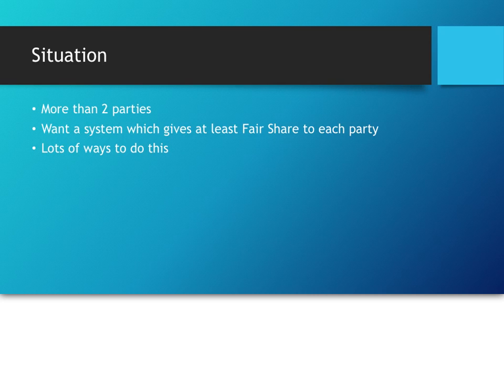So here's what we're going to do. We're going to take the divider-chooser, but instead of doing it with 2 parties, we're going to increase the number of parties that have a stake in the claim. So, for instance, take me, my brother, and my sister. We have 3 people. How would we divide things up? And remember, we want a system which gives at least a fair share to each party. And it turns out there's a lot of different ways to do this.